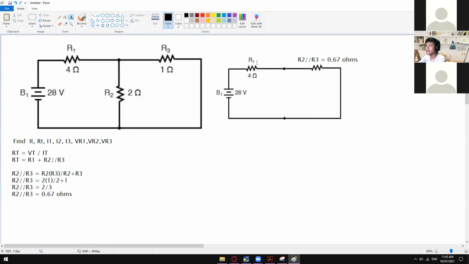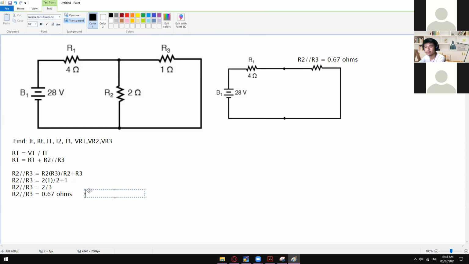So in here, we can now add R1 plus the value of R2 parallel to R3. So RT is equal to R1 plus R2 parallel to R3, wherein R1 is 4 ohms plus 0.67. So RT is equal to 4.67. So clear on how we got this R total right here? This one is super simple anyway.